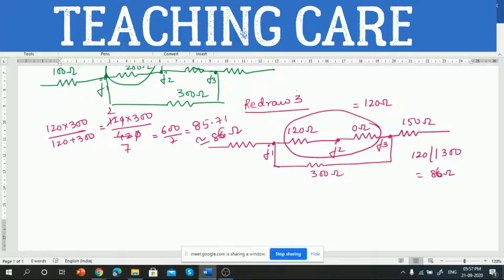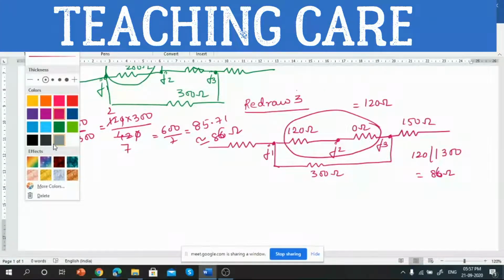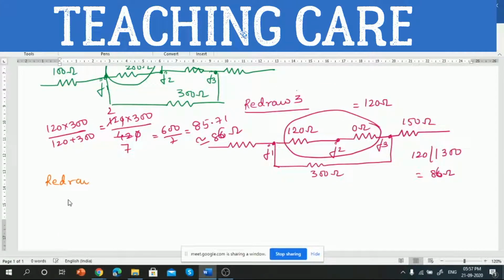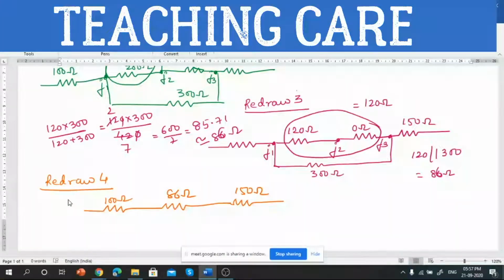Okay, so next I'll just take another color. I'll take a red, yellow color. Now this is my last redraw, which is the fourth redraw. In this redraw, instead of all these things, I'll just put a 100 ohm here. And this entire thing I have calculated to be 86, so I put an 86 ohm here and I have a 150 ohm here. So 100 plus 86 plus 150 gives me 336 ohm. So my result. Yes, we are done.